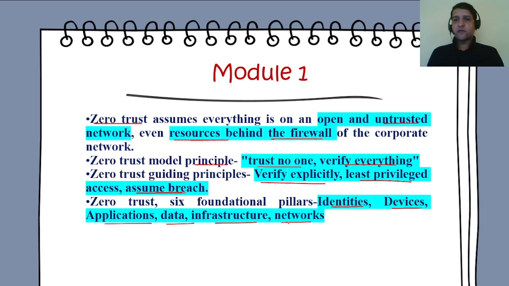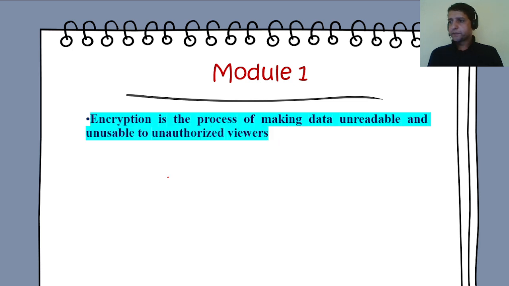So this is what we need to remember when it comes to zero trust. Please remember all those things in the zero trust model. What is encryption? Making data unreadable and unusable to unauthorized viewers. So there'll be a question where they'll describe this line. I was able to see a question: technique of making data unreadable and unusable to unauthorized viewers. That technique is what we call encryption.